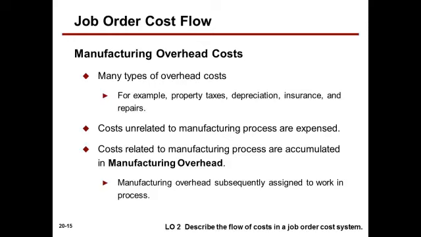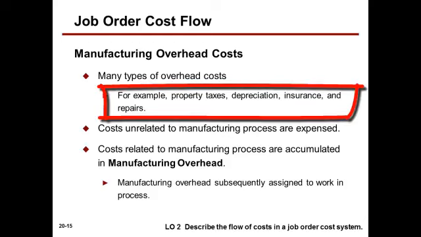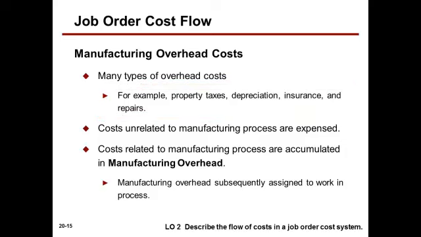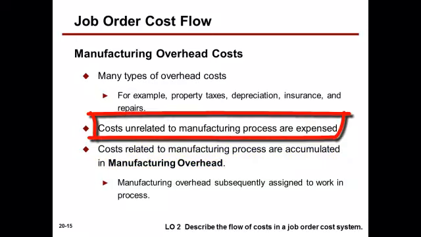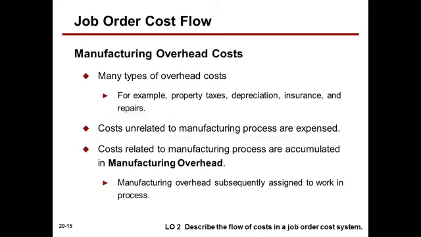Manufacturing overhead example. There are many types of overhead costs: property taxes, depreciation, insurance, repairs, plant manager salary, supervisor salaries, etc. These all represent indirect costs of manufacturing, and they're accumulated in the manufacturing overhead generic category. Costs unrelated to manufacturing are expensed. These are period costs we talked about in our last talk. So manufacturing overhead is subsequently assigned to work in process in a later journal entry.